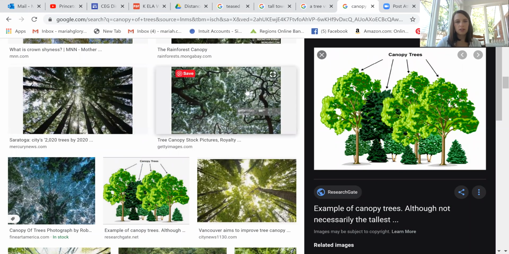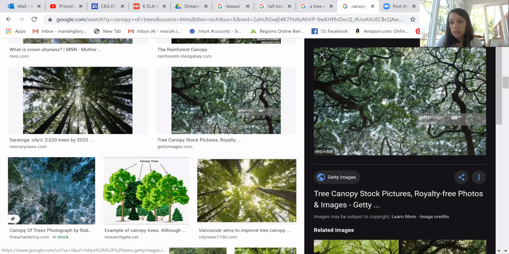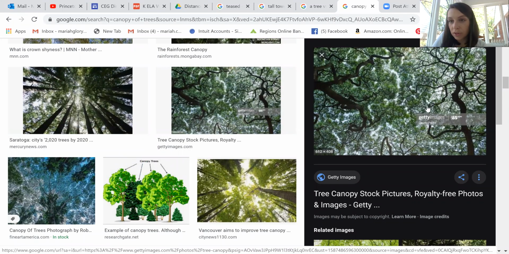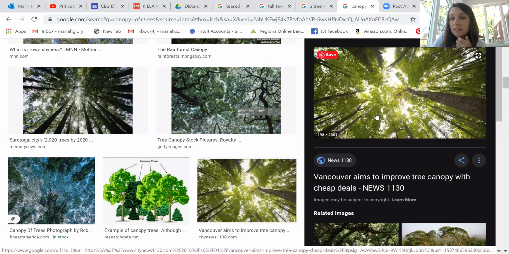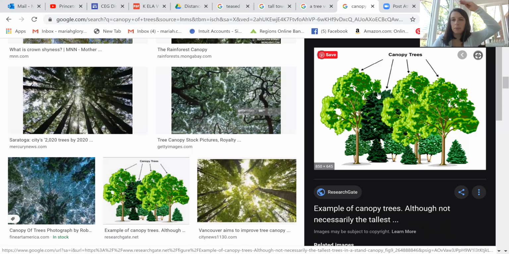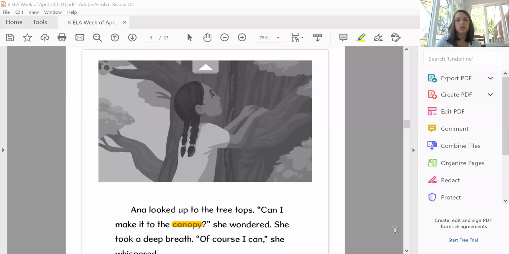So the reason we see all these pictures is because that's the top of the tree. If you look all the way up where the leaves are, where you can start to see the sun shining through, that's called the canopy. Okay? So think about canopy, think about the tippity top of a tree. All right, let's go back to our pictures and our story. So she goes up and she tries to reach the canopy.